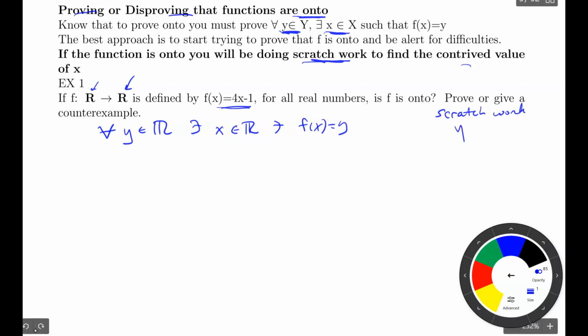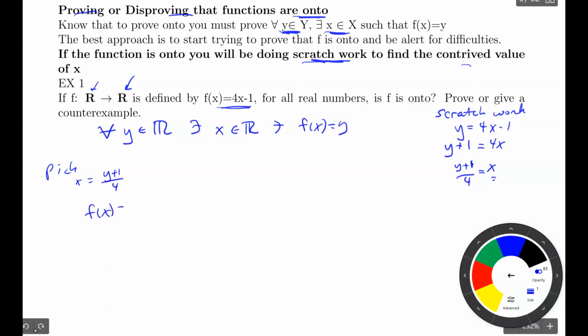So what I want to do is look at this y equals 4x minus 1. I want to find out what the x has to look like. So I'm going to add 1 to both sides, and then divide by 4. So this is the contrived value for x. I'm going to say, okay, come over here. Pick x equal to (y plus 1) over 4.